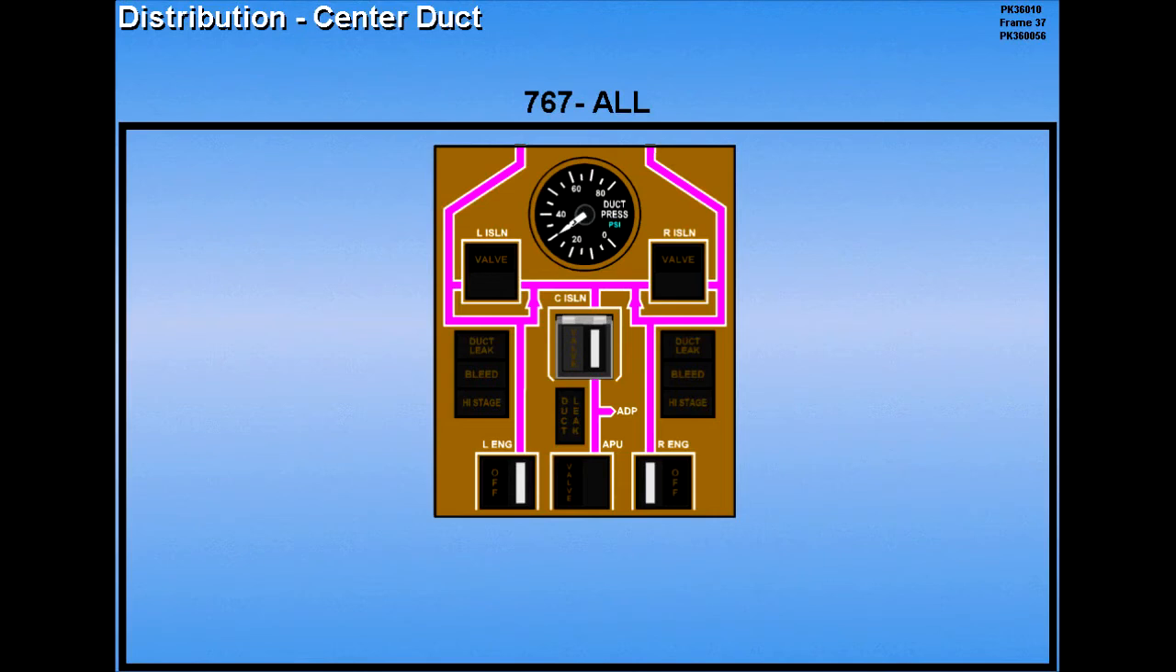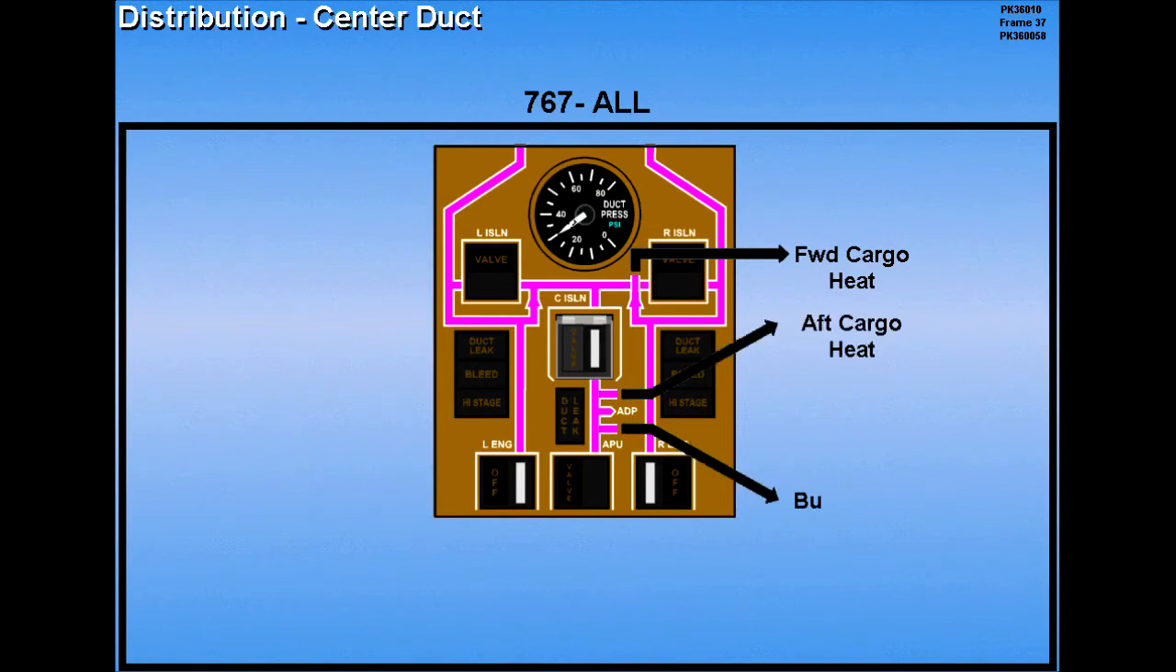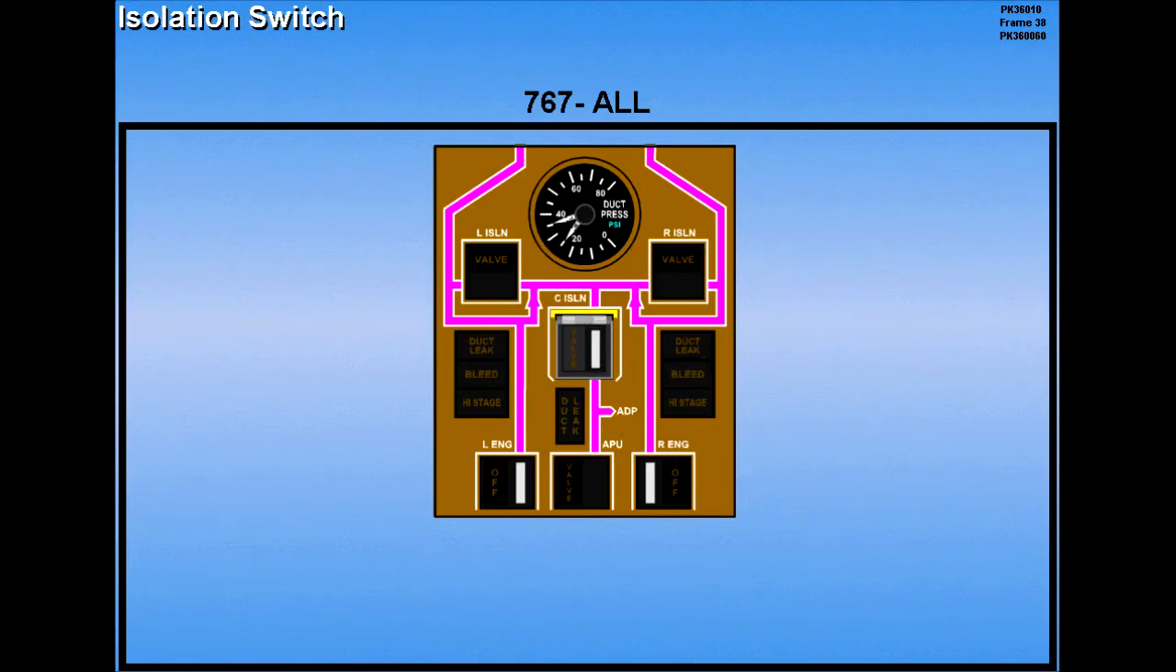4 systems use air from the center duct: forward cargo heat, aft cargo heat, bulk cargo heat, and the air-driven hydraulic pump. The center isolation switch controls the flow of air into the center pneumatic duct. The switch is guarded and normally left in the on position.